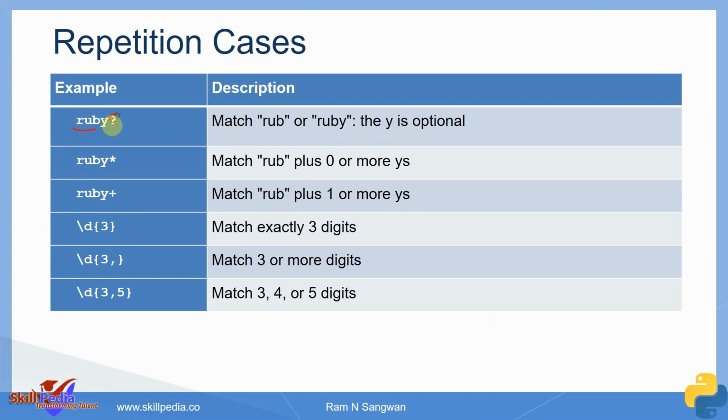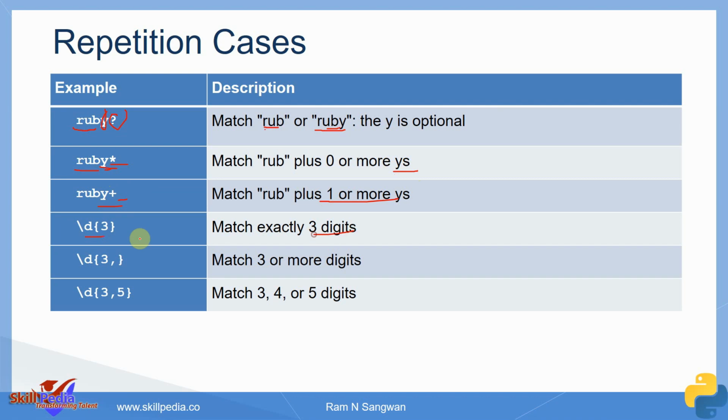Ruby question mark, so it will match 0 or 1 occurrence of y. So rub will match, ruby will match. Ruby star: sorry, question mark means 0 or 1, so that is rub or ruby. And here with star we are using 0 or more occurrences of y. Plus means 1 or more y.